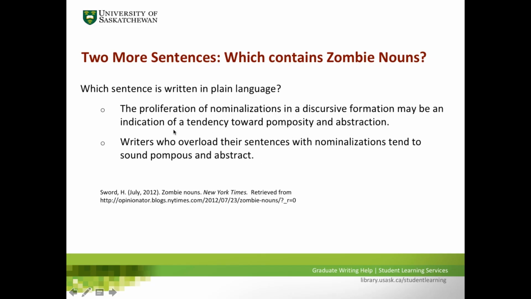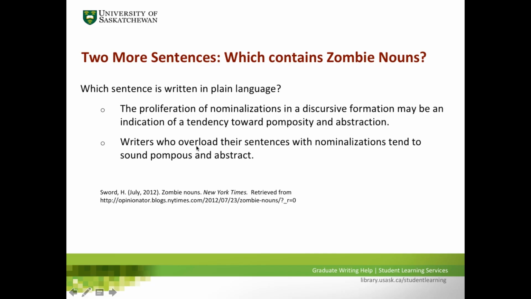So you can see in the first sentence here we have, I think, seven zombie nouns. Proliferation comes from the verb proliferate. Nominalizations, formation, indication, tendency, pomposity, which actually is derived from the adjective pompous, and abstraction. And notice how in version 2, there's only one zombie noun that remains, the word nominalizations. And everything else has been converted to verbs.